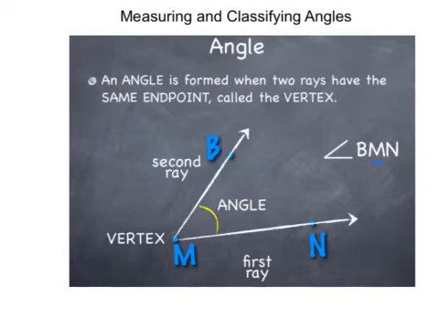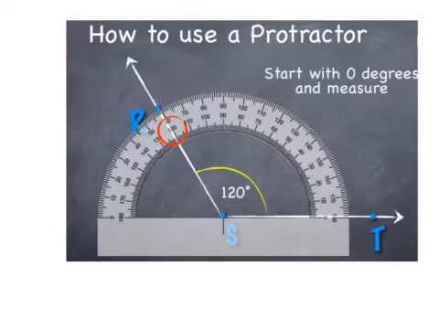Whenever you write this angle, you could also call it angle NMB. What's important is that the M is in the center because that is going to be your vertex. The angle part of it is actually that inner part. And then remember that it's just two rays. It doesn't matter which one you call your first ray or your second ray. And then, of course, you have your vertex point.